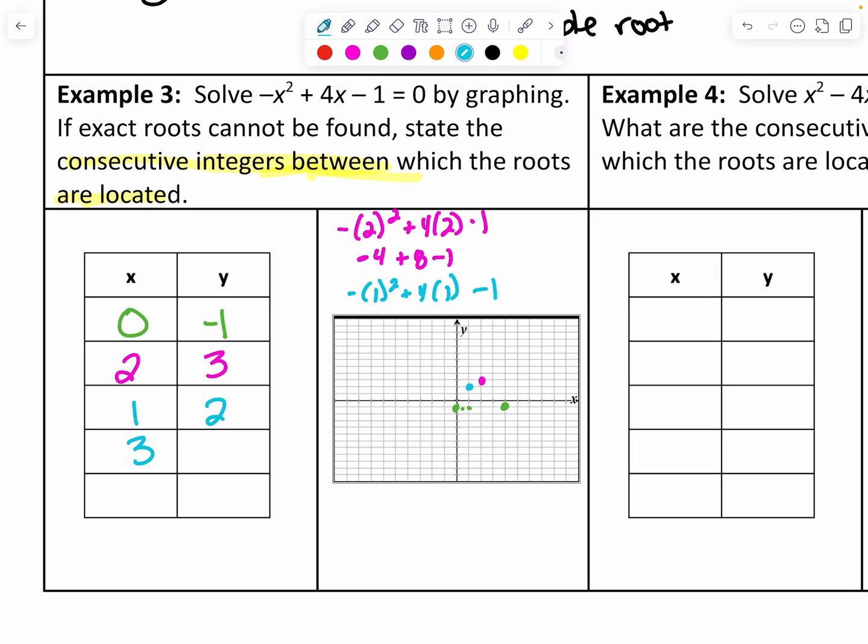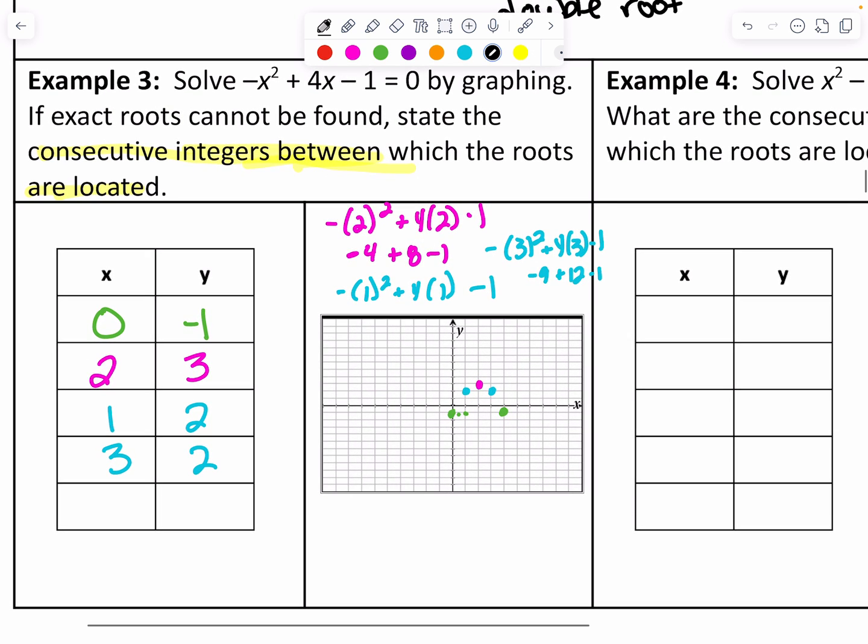So plug in 3. Gives me -9 plus 12 minus 1, which also gives me a 2, which I knew that because of my vertex, and I don't have any kind of stretch, so I knew it would be 1 away.